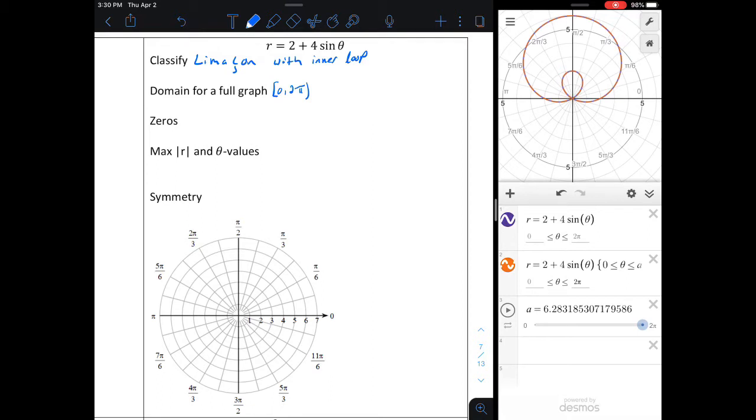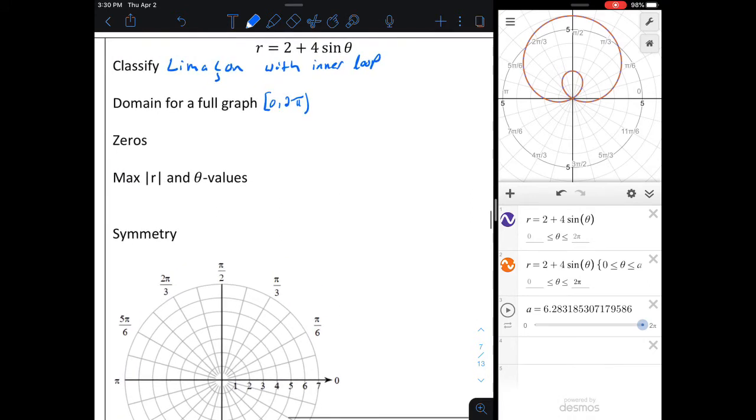And let's start talking about, well, where are the zeros? Zeros in context of a polar curve is going to be when r equals 0. So let me zoom in. So the zeros are going to be when r is equal to 0. And so I'd set my equation equal to 0, and I'd go solve for theta.